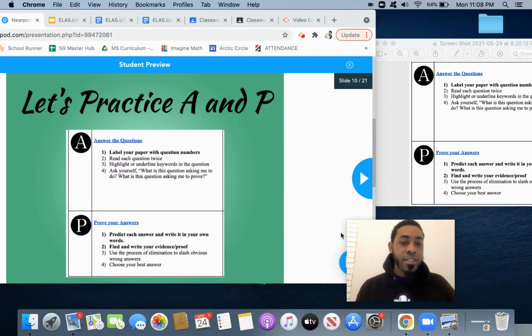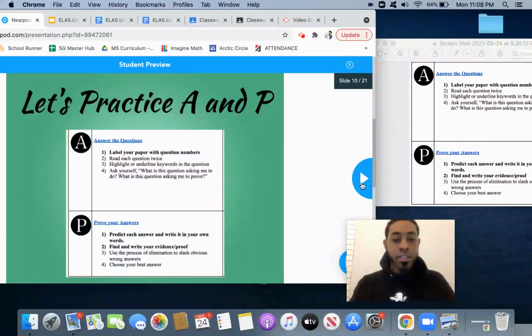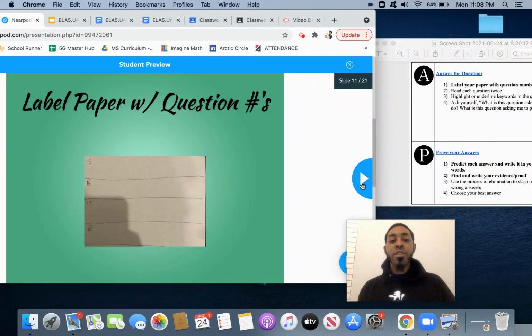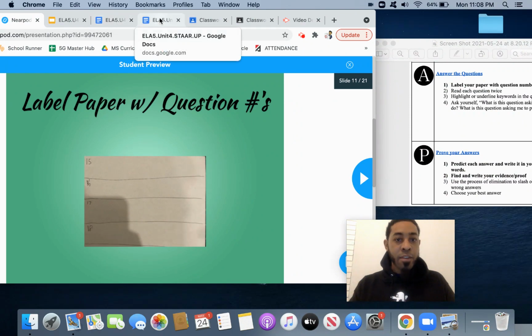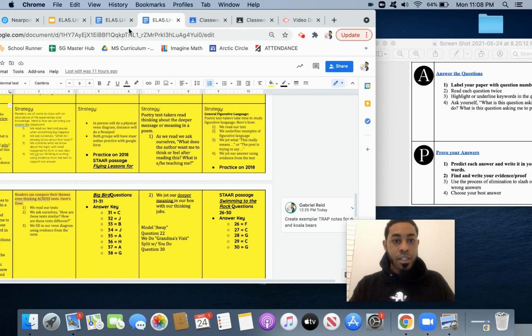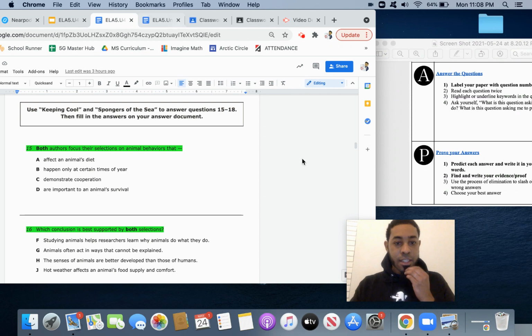And so go ahead and take out your trap notes. We're going to be focusing on A and the P today as we answer some compare and contrast questions. And as scholars are doing that, make sure we label our paper with questions. Today we're going to be doing 15 through 18, and we'll find that on page number 10. Page 10, okay? And give them 30 seconds to complete that in 3, 2, 1, go.